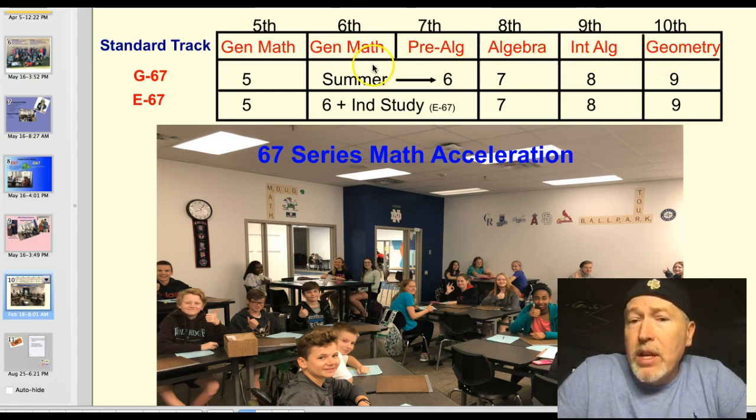So what would happen is in 6th grade we do both general math and pre-algebra, either through the summer through 6th grade or summer plus the independent studies. So when they're in 7th grade, they'd be taking algebra. They advance their learning track by 1 year. 8th grade, they'd be taking intermediate algebra. Instead of taking geometry in 10th grade, they'd be taking geometry in 9th grade.